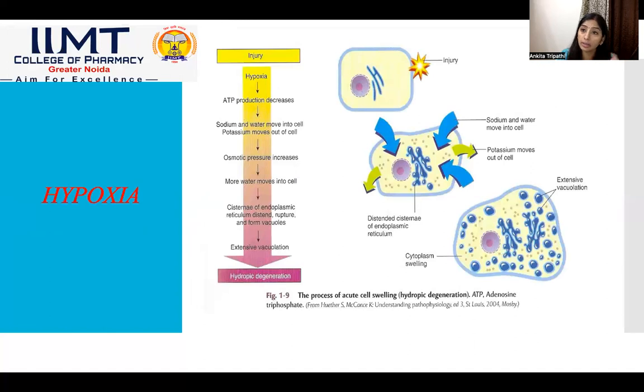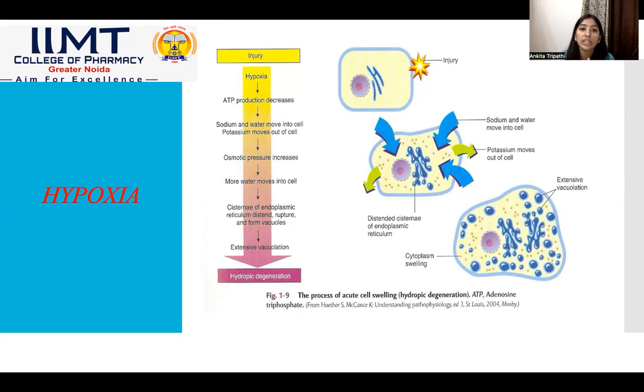Coming to acquired causes, we have first hypoxia. Hypoxia generally means lack of oxygen. What happens when any kind of cell injury is there, our blood flow decreases. The blood, as we know, is a carrier of oxygen, so the oxygen level decreases and hypoxia occurs. Due to the decrease in oxygen level, the mitochondrial process known as aerobic respiration decreases, so the ATP production also decreases.